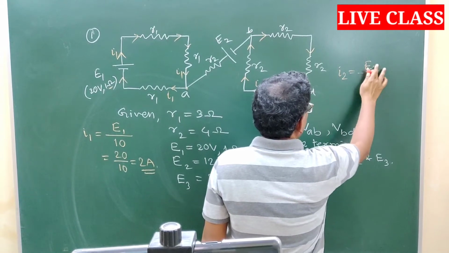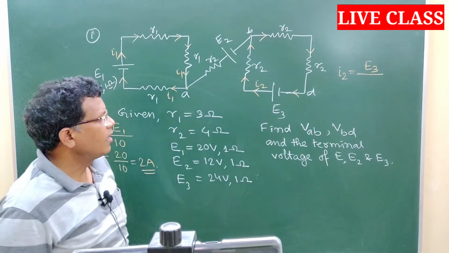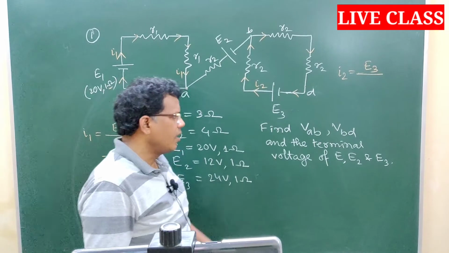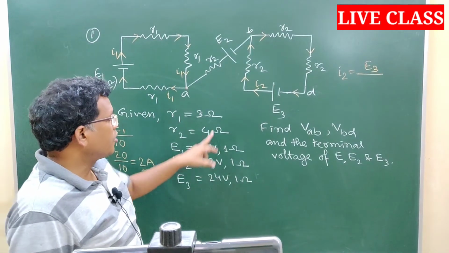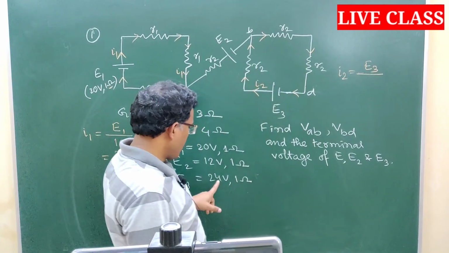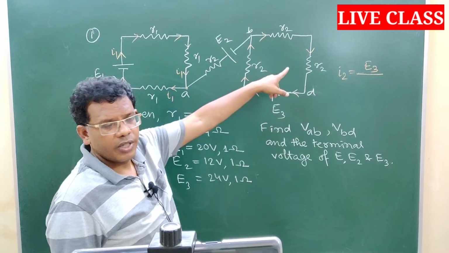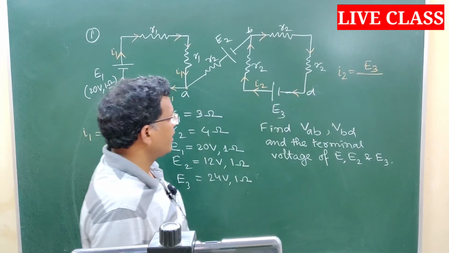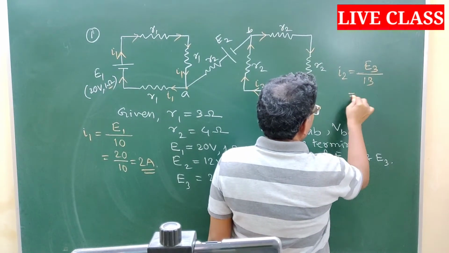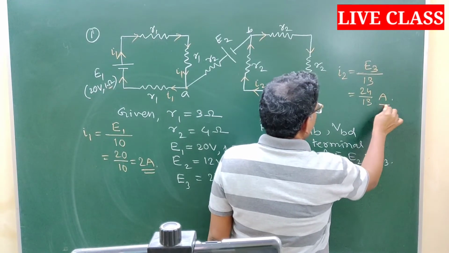I2 will be again E3 divided by the total resistance. So total resistance means 3 external resistors along with 1 internal. So 3 external resistors, they are R2, 4 each. So 3 into 4 is 12 plus 1 is 13, and the applied voltage is 24. So it will be 24 by 13 ampere.